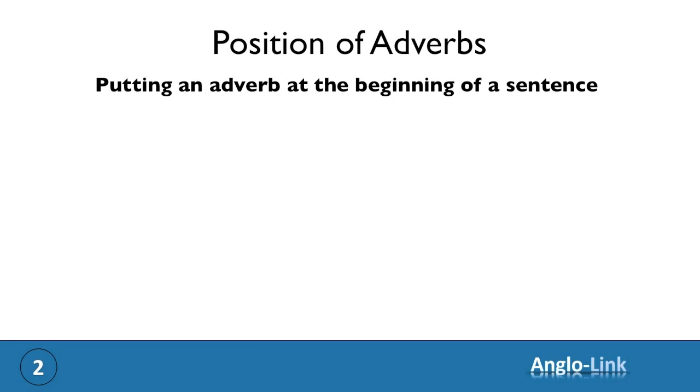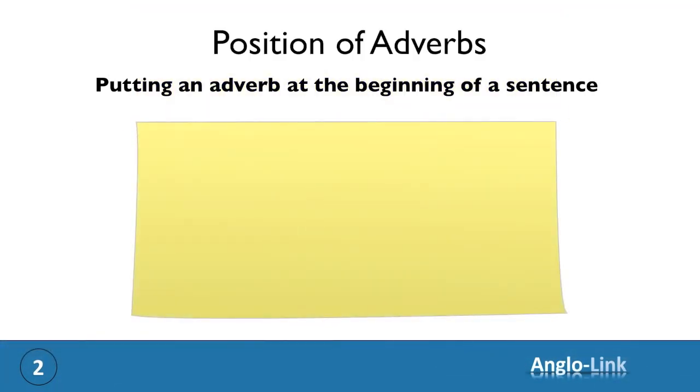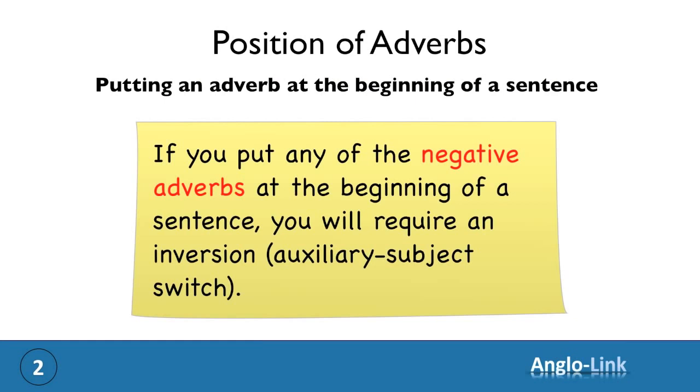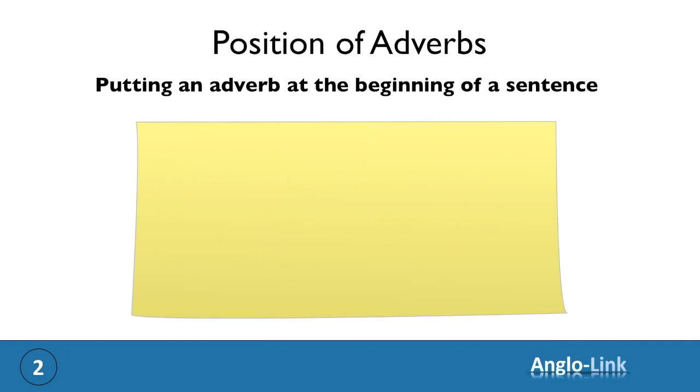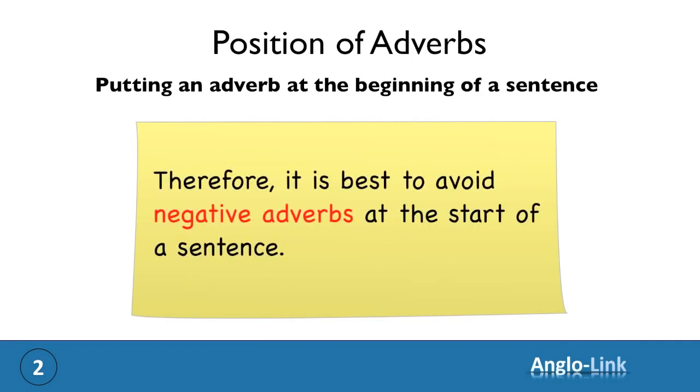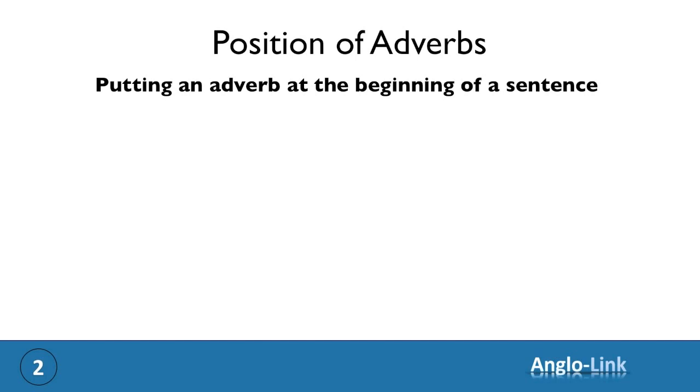Now, one word of warning, and that is, if you have a negative adverb and you put that at the beginning of a sentence, you will need to use an inversion. You will need to switch the places of your auxiliary and your subject, like you do in a question. As this complicates the sentence structure, it is best to avoid negative adverbs at the start of a sentence. But so you're aware of them, let's have a look at some examples.